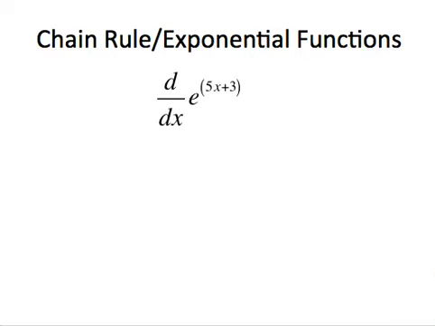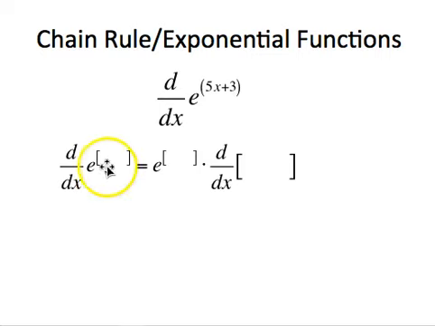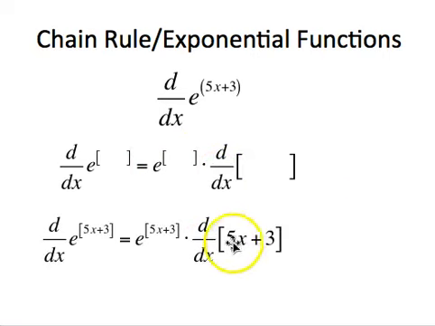So what I have here is the derivative of e to the 5x plus 3. Again, derivative of e to the something is e to the something times the derivative of the something. So it'll be e to the 5x plus 3 times the derivative of 5x plus 3. And what is the derivative of 5x plus 3? Just 5. So we get e to the 5x plus 3 times 5, written typically with the 5 first, 5 times e to the 5x plus 3.